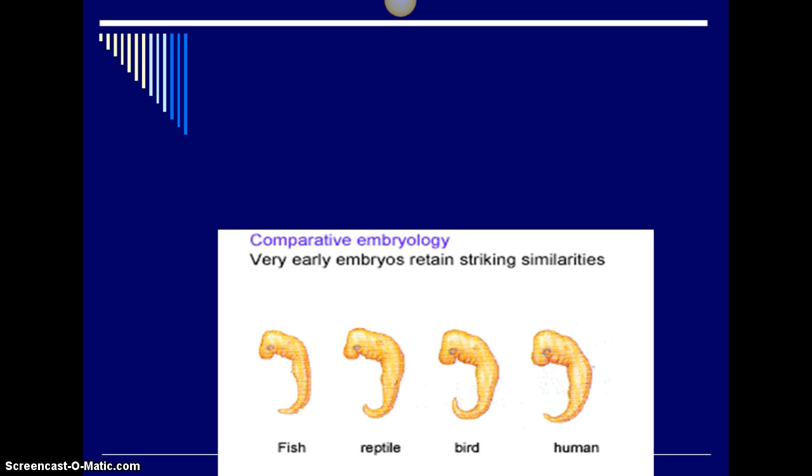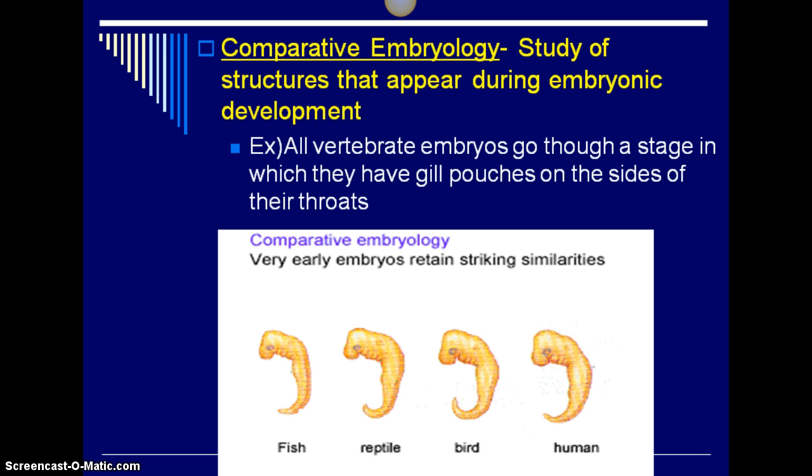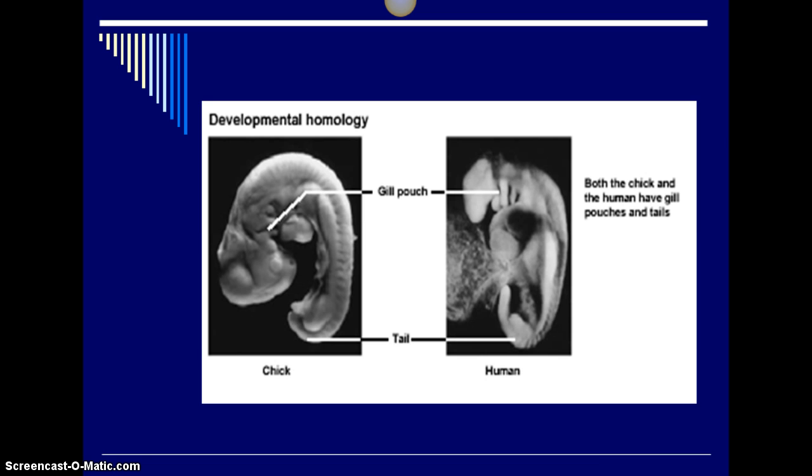Okay, and then number 4 in this section is comparative embryology. In this one, we're studying structures that appear during embryonic development and looking at similarities. An example here: all vertebrate embryos go through a stage in which they have gill pouches on the sides of their throats. So very early embryos retain similarities: fish, reptile, bird, and human. There are similarities between each of these organisms, which would possibly indicate a common ancestor. You can see here just another image of that.